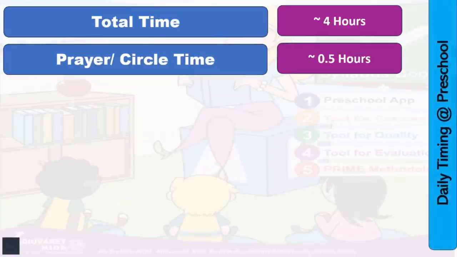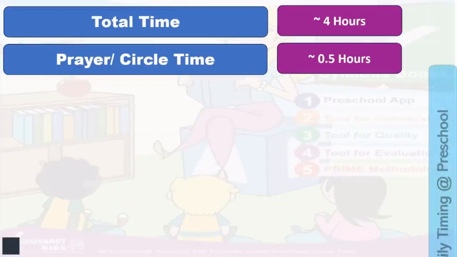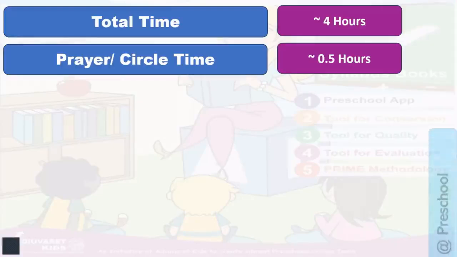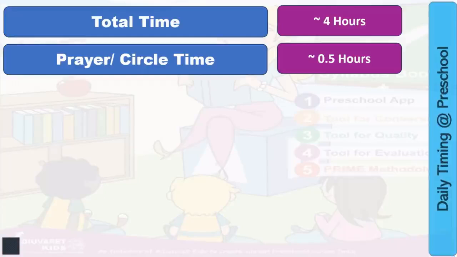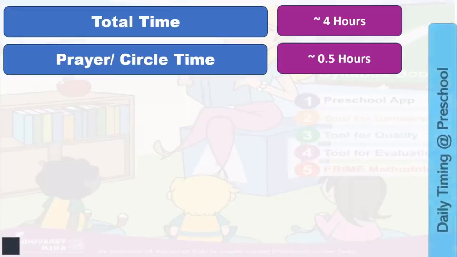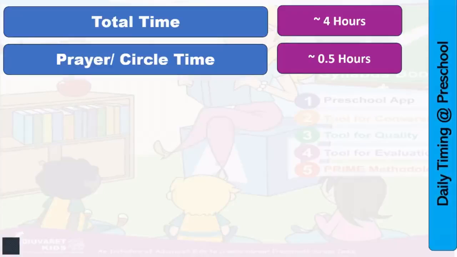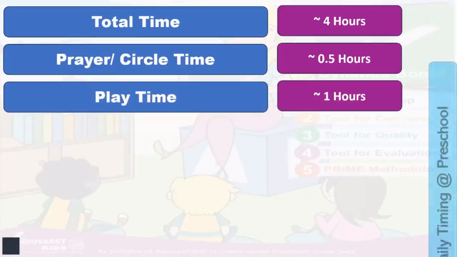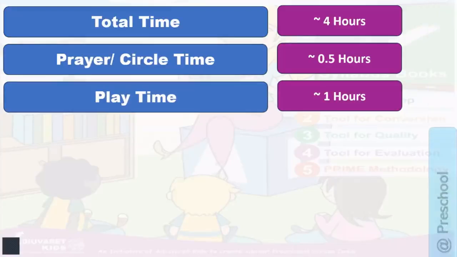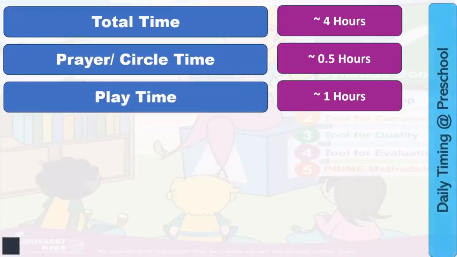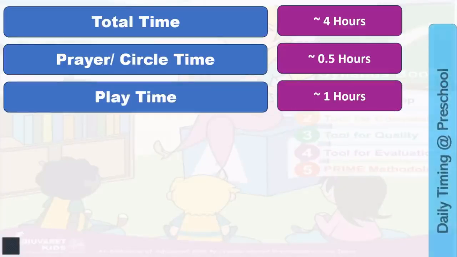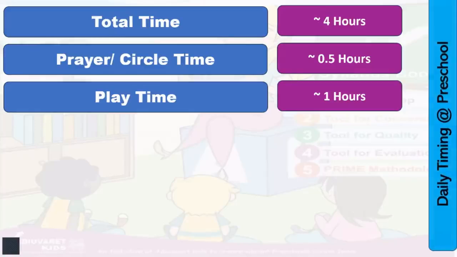Out of the total time availability of 4 hours, when the children come to the school, there is the prayer time and the circle time, which is basically the initial time that teachers spend with children to make them feel happy. That takes almost 30 minutes, or 0.5 hours, out of these 4 hours. After that, we have playtime. Playtime is the biggest chunk of time that is spent in the preschool. Otherwise, the children will not be enjoying their time in a preschool setup.